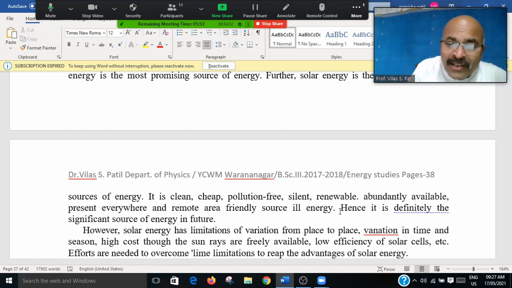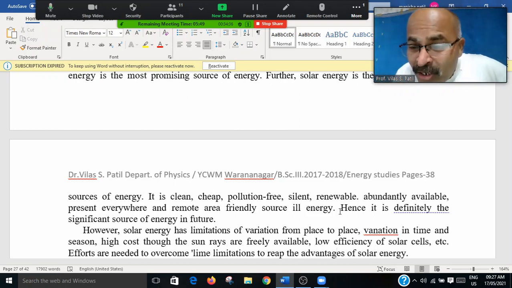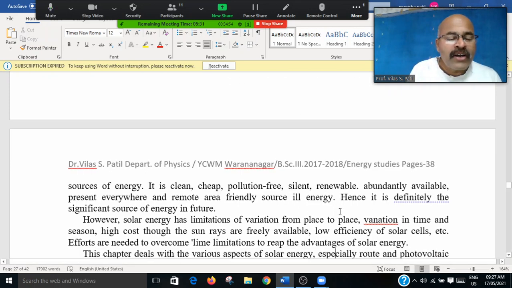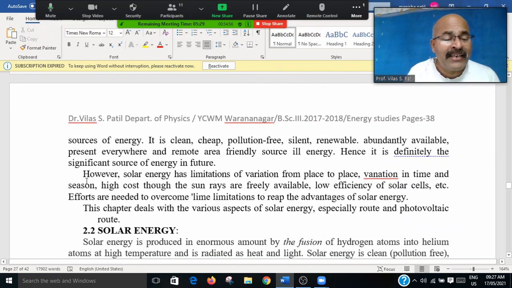Such a type of source we have to use, to convert solar energy into electrical energy. Hence it is definitely a significant source of energy for the future. For the future it becomes one of the best options for electricity, that is solar energy, or the conversion of solar energy into electrical energy.